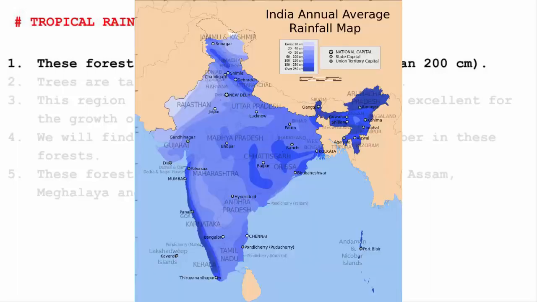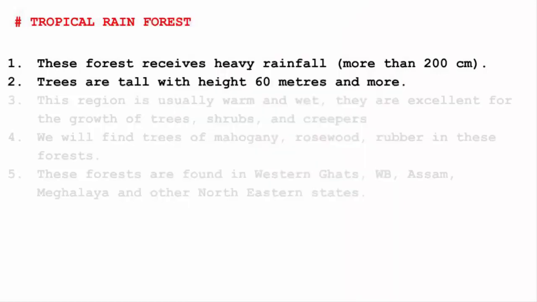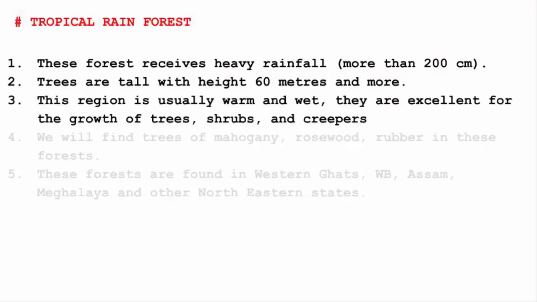Now let's read about tropical rainforest. So these type of forests are found at a place where there is heavy rainfall. We are talking about more than 200 centimeters. So if you look at this map, you can pretty much figure out which are the places that receive more than 200 centimeter of rainfall. Now in these forests, the trees are very tall with height of 60 meters and more. So this region is usually warm and wet. They're excellent for the growth of trees, shrubs and creepers.